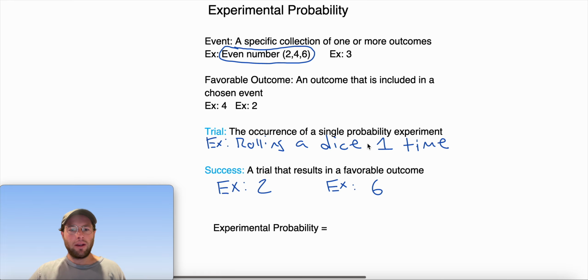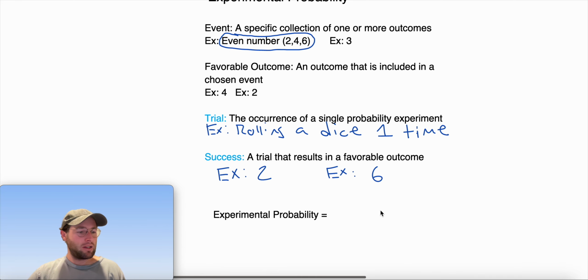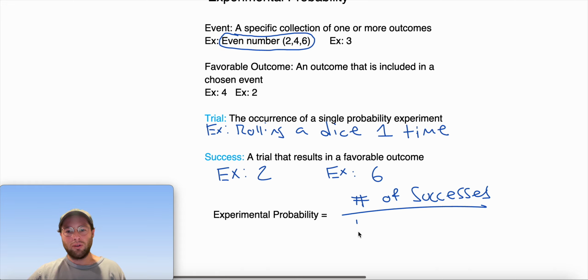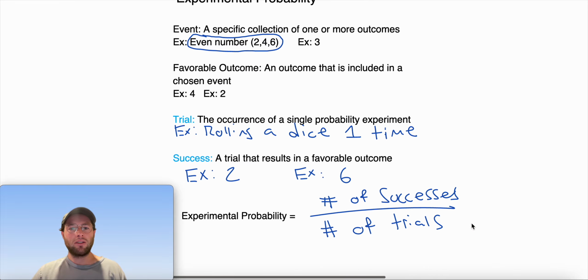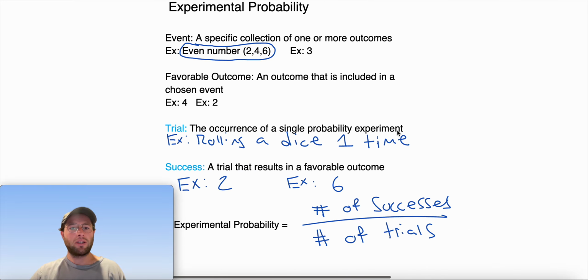So now we're all ready to find how we calculate experimental probability. And experimental probability is the number of successes to the number of trials. All right, so let's see a little example of this.